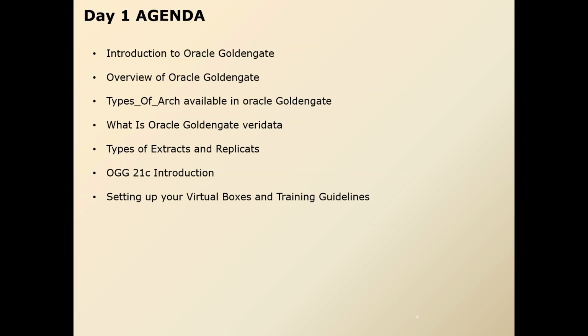So, the day one session agenda: what we are going to discuss. In day one training, we are going to discuss an introduction to Oracle Golden Gate, an overview of Oracle Golden Gate, different types of architectures available in Oracle Golden Gate, what Oracle Golden Gate Veridata is, types of extracts and replicats, then Oracle Golden Gate introduction, and how to set up your VirtualBox. Training guidelines will also be discussed.